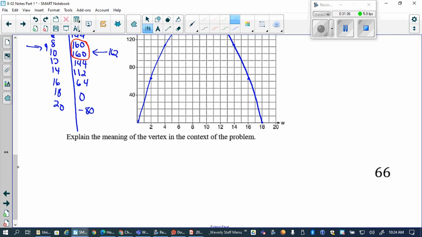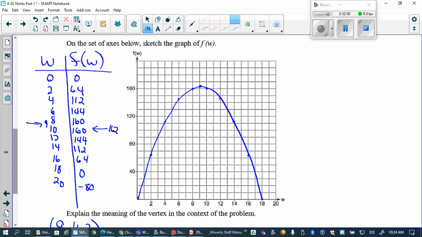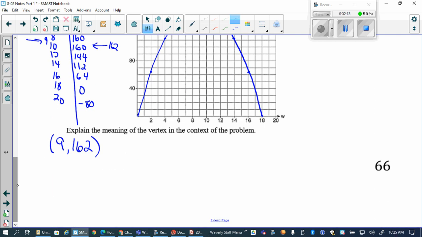I'm not going to write 162. I want the coordinates. What comma what? 9 comma 162, right? What does that mean? What does the 9 represent in this problem? That's the width of 9, and what is the area? The biggest it can get, right? That vertex is a max or a min? A max, right? So what does this vertex mean? 162 square feet is the maximum. So the max area of the garden is 162 square feet at what? At a width of 9, right?